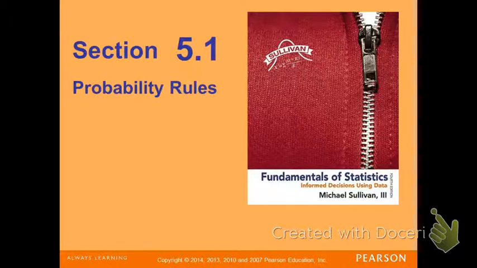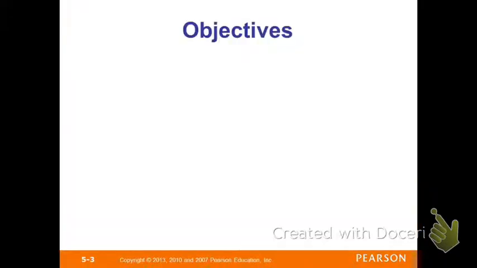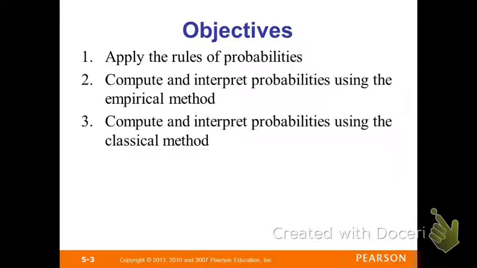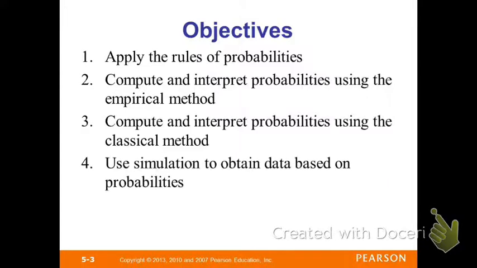So let's roll on a little bit. 5.1 is going to be probability rules. And we can look at the individual objectives. There's a lot of them here of applying the rules of probabilities. We're going to look at computing and interpreting probabilities using the empirical method, and computing and interpreting probabilities using the classical method. And again, those two things are not really new for you. The language may be.